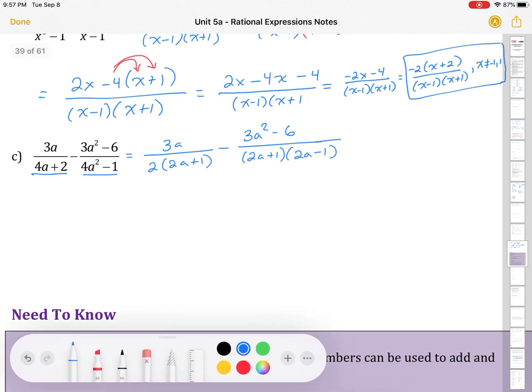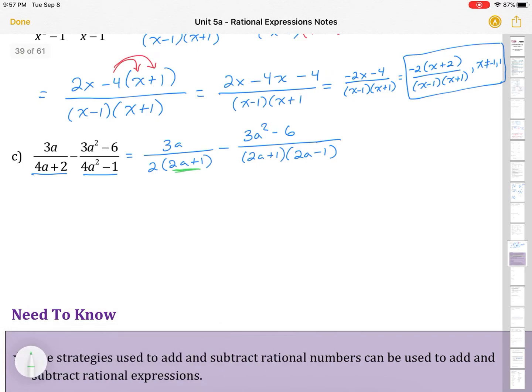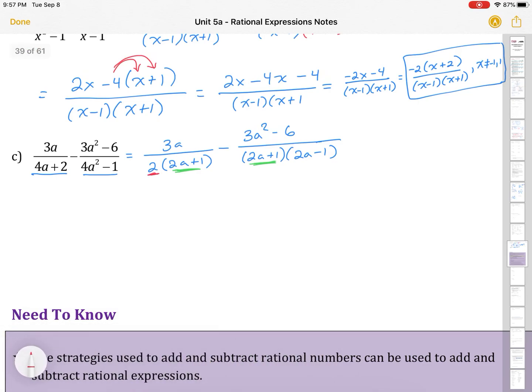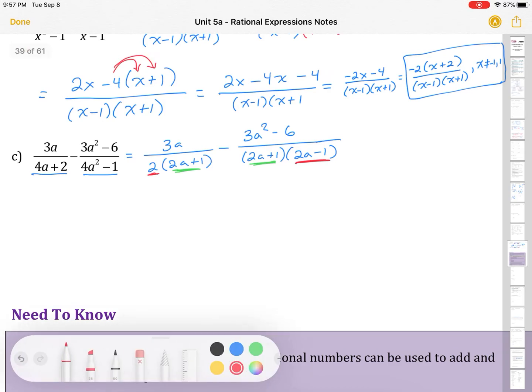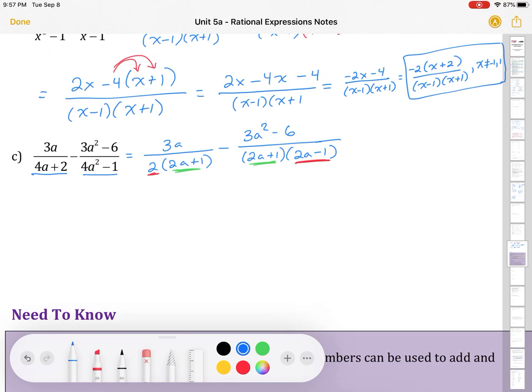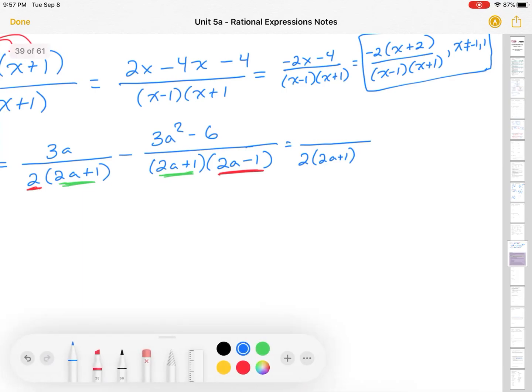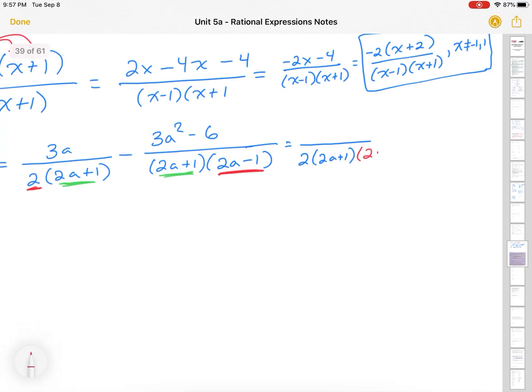2a minus 1. So we can see we have some similar factors. We have this similar factor and that similar factor, but we have some different factors. So we need to account for all of them. So basically what I'm going to do is multiply each fraction by the opposite missing factor. So that becomes 2 times 2a plus 1, and then what I'm going to multiply this one by is 2a minus 1, okay?